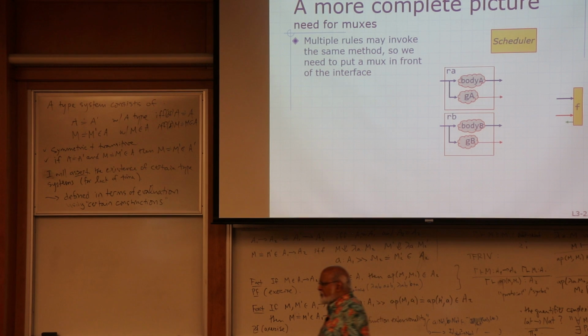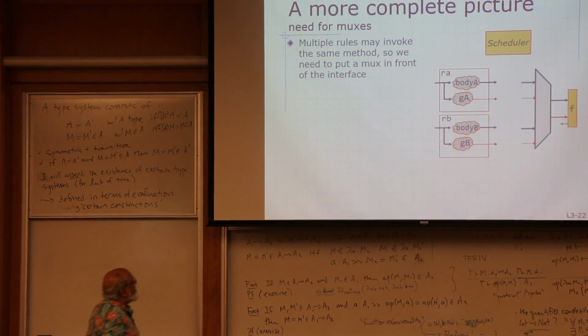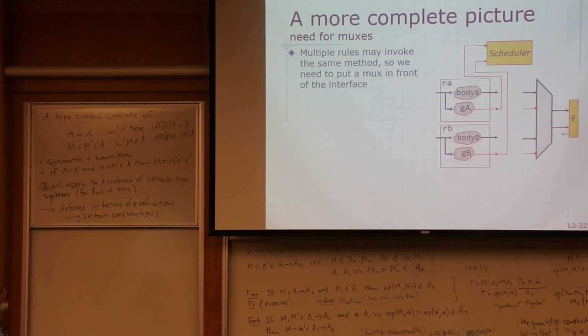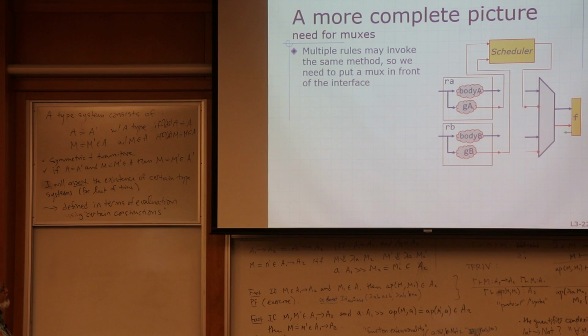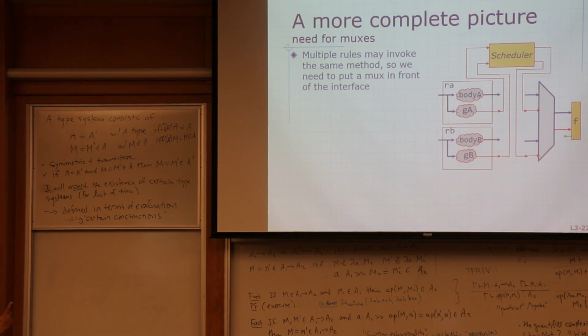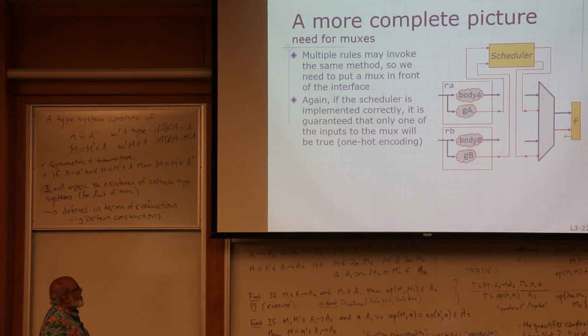Okay, so a more complete picture of this is that you have muxes over here, and this will come out from here. They're all trying to update their thing, and the scheduler has to make sure that if two things are trying to call method F, only one of them will go. I was showing you that example with registers, but this is just as easy to understand. Again, if the scheduler is implemented correctly, it is guaranteed that only one of the inputs to the mux will be true. So it has to do one hot encoding.